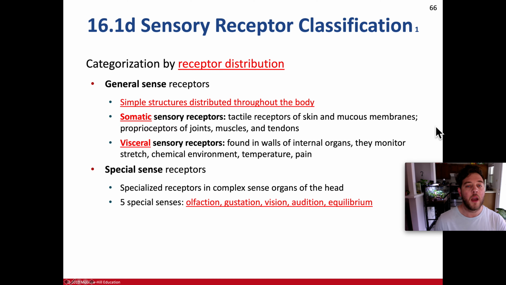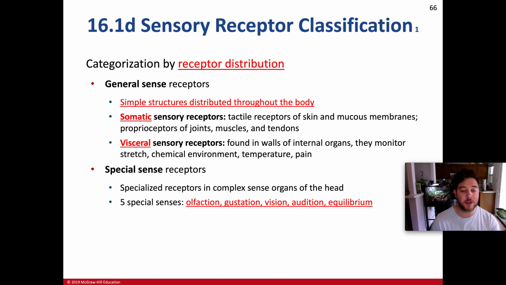There we go. Okay. Receptor distribution. There are general sense receptors and special sense receptors. The general sense receptors are simple structures distributed all throughout the body. You have somatic and visceral sensory receptors. The somatic ones, again, are tactile receptors and proprioceptors. Visceral sensory receptors are chemoreceptors, baroreceptors in your organs, things like that.